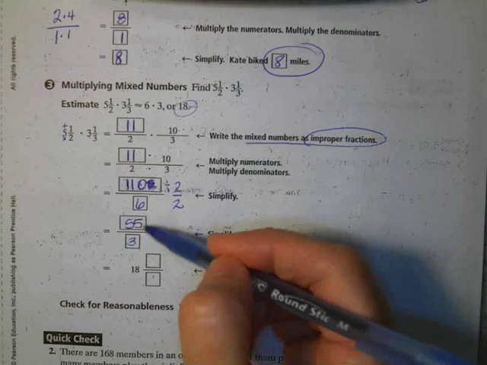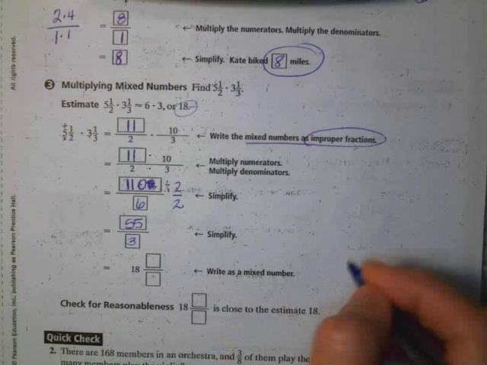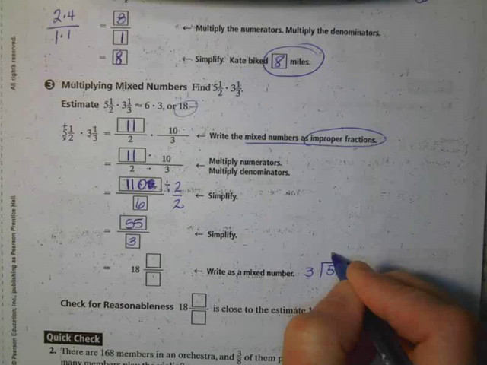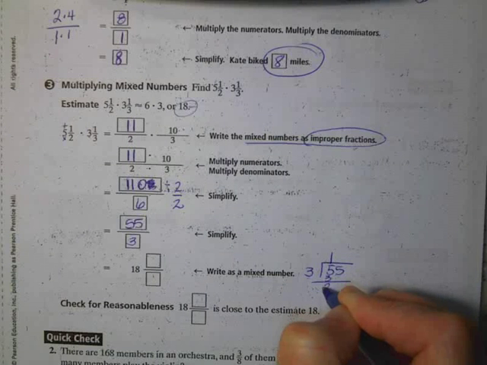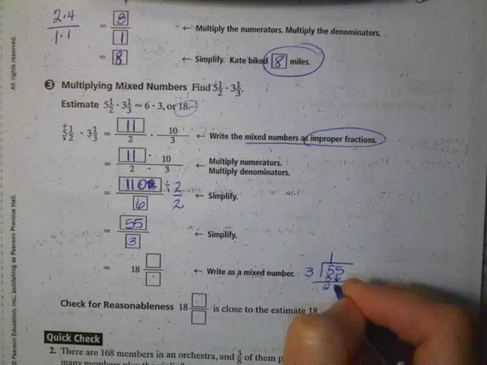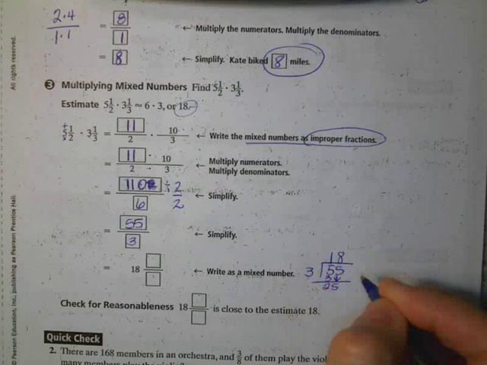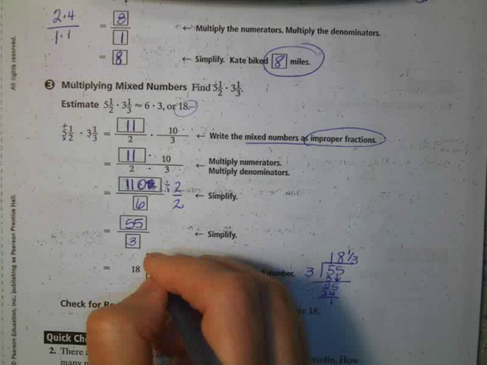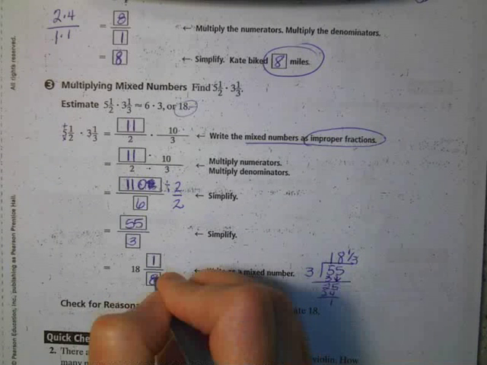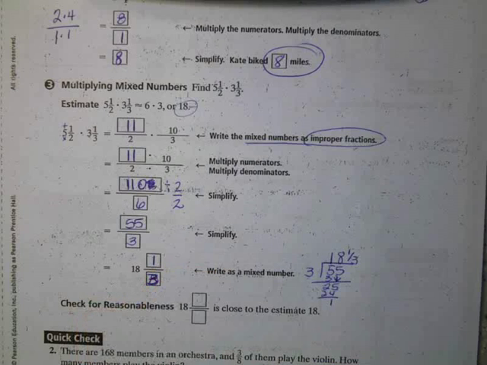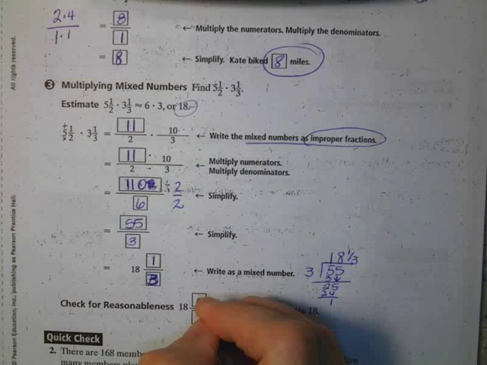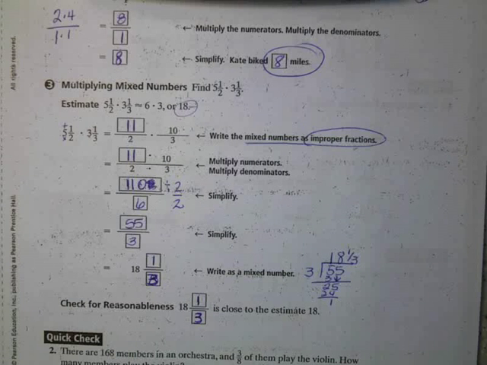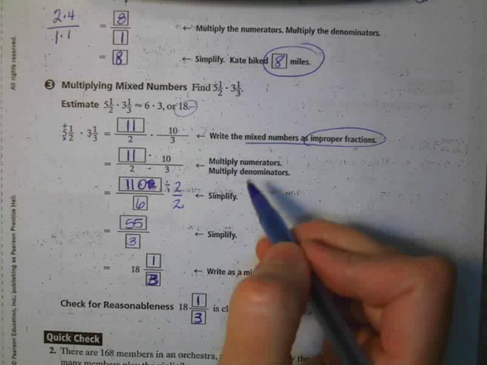Okay, and at that point 55 over 3 is an improper fraction, so we'll write that as a mixed number. 55 divided by 3. 3 times 1 is 3. Subtract. You have 2 left over. Bring down the 5. 3 times 8 is 24. You have 1 left over, so you make a fraction with that. So it's 18 and 1/3. So 18 and 1/3 is very close to the estimate of 18. So the answer is reasonable.